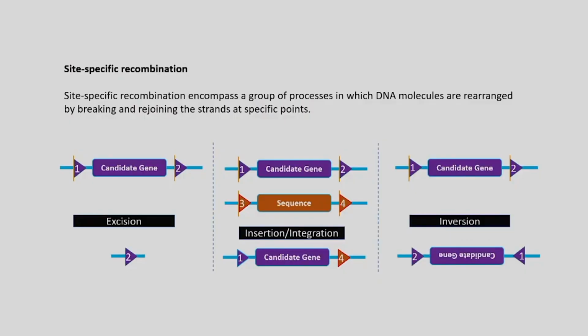Welcome to module 3 of my course Genome Editing and Engineering. In this module we have been discussing the recombination process. Today we are going to discuss site specific recombination. Site specific recombination encompasses a group of processes in which DNA molecules are rearranged by breaking and rejoining the strands at specific points. So it involves excision, insertion or integration, and inversion. We will be discussing how this happens in the course of our lecture.